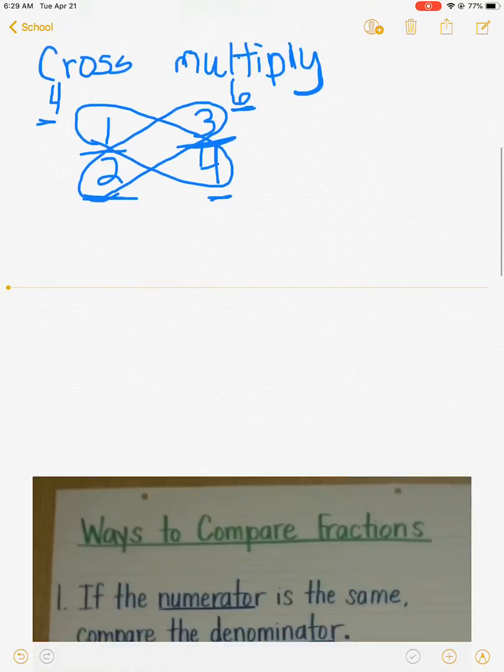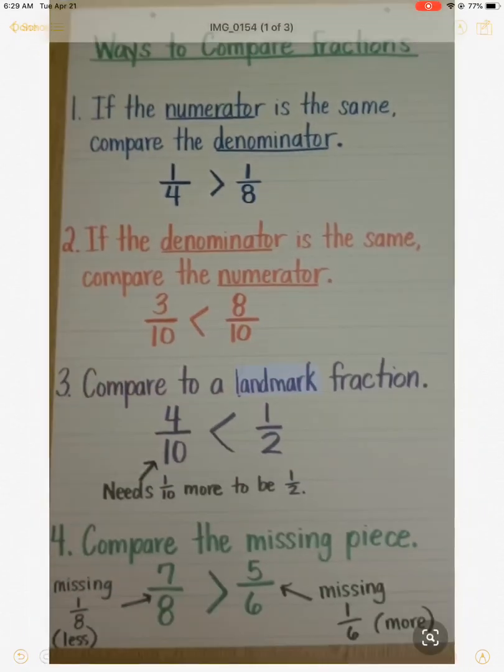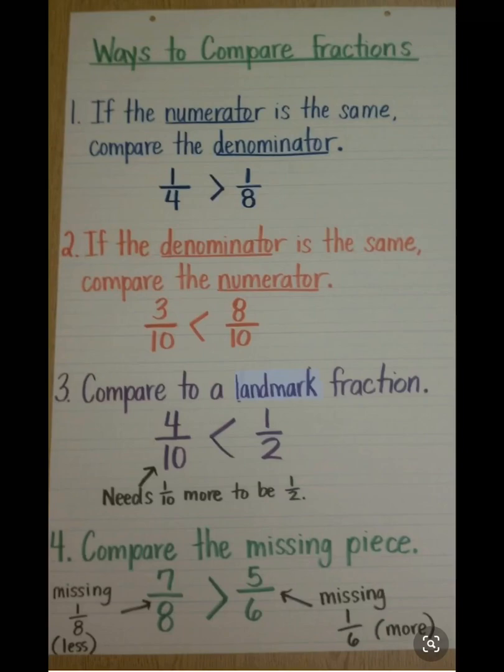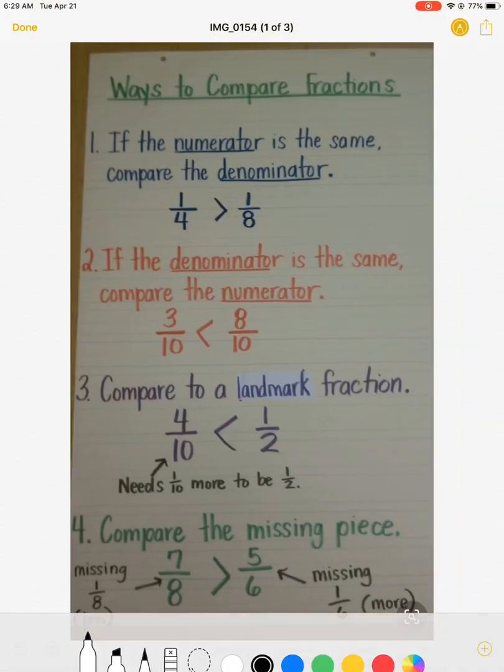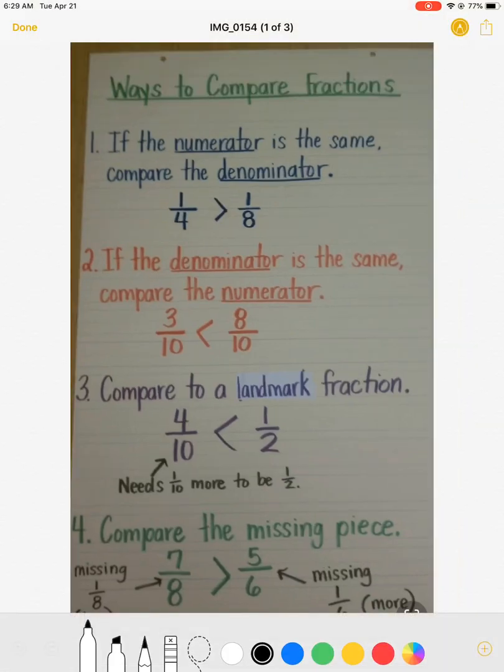Now let's look at an anchor chart. Some different ways and things to keep in mind while we compare fractions. Number 1, if the numerator is the same, compare the denominator. So right here we see a numerator of 1 but we have different denominators. The numbers on the bottom are different. So this is 1/4. This is 1/8.